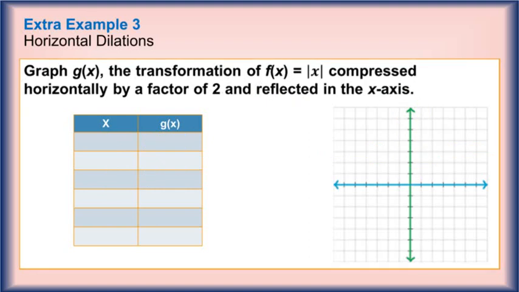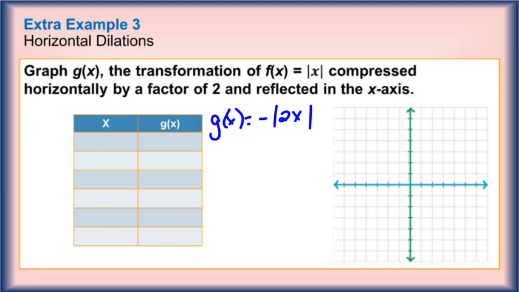Next, graph g of x, the transformation of f of x equaling the absolute value of x, compressed horizontally. So that one's going to look the same, but this one is reflected in the x-axis. So it's reflected across the x. So the negative is on the outside of our absolute value. So I'm going to have g of x equaling a negative, and then the absolute value, this would be a 2x. Now the 2 could be on the outside? No, the 2 has to be on the inside because this is a horizontal compression, so the 2 is on the inside.